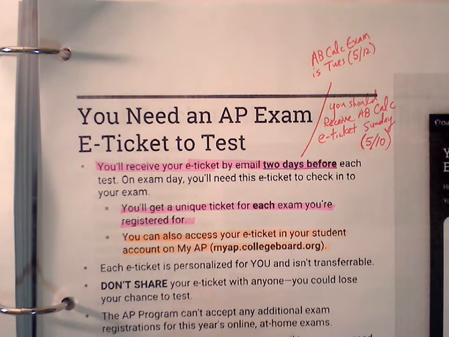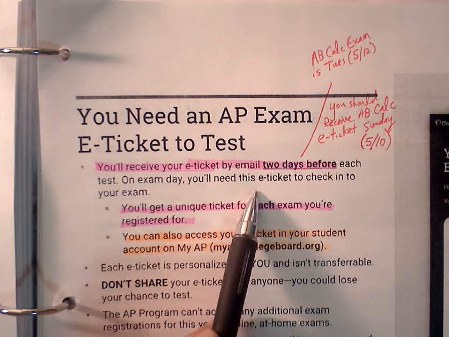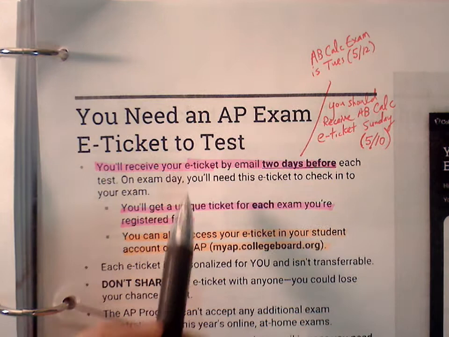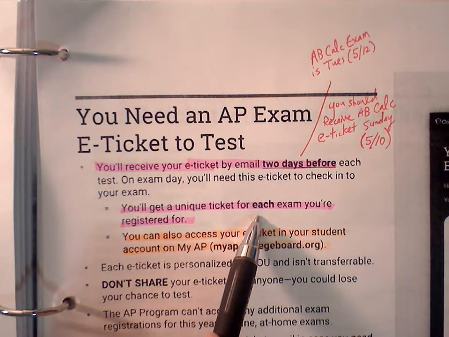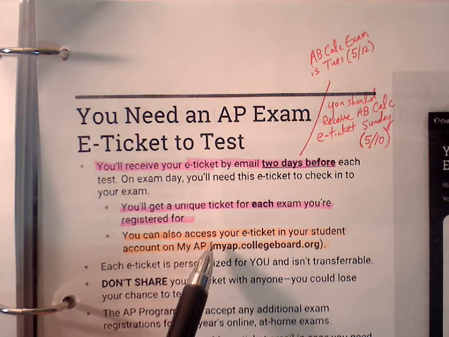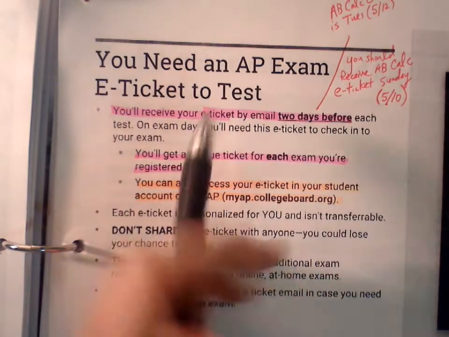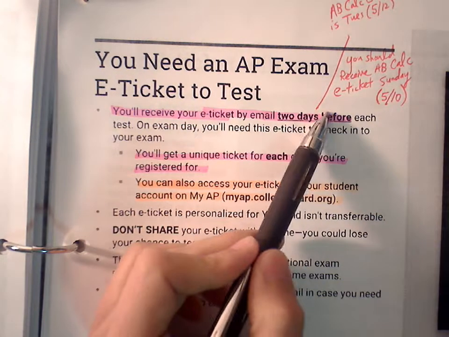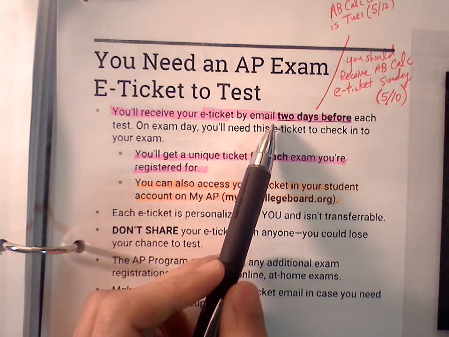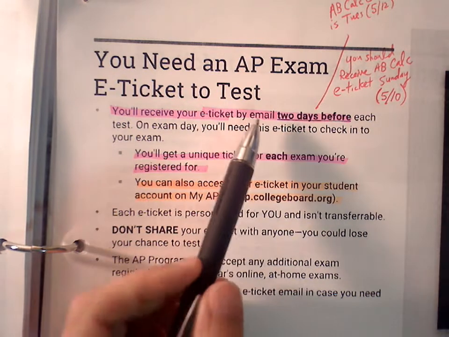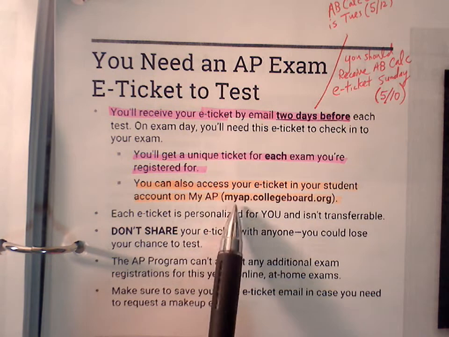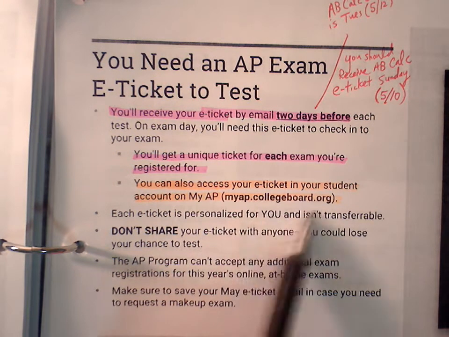On exam day, you'll need this e-ticket to check in to your exam. You're going to get a unique ticket for each exam you're registered for. So if you're taking 4 AP exams, then you're going to get 4 separate e-tickets. Now, you should all be receiving this email. However, if it ends up in your junk mail, or you can't see it on the 10th, you can also access your e-ticket in your MyAP account, which is myap.collegeboard.org. It's also going to be there as well.